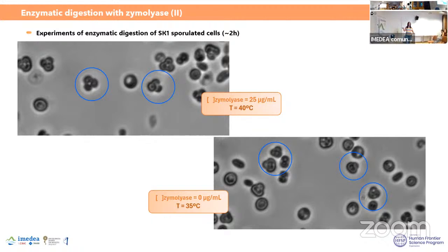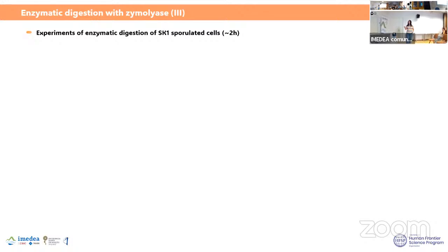We have to collect a lot of data with the different temperatures and different zymolyase concentrations. Then, when we have all of this, we start with the image analysis.